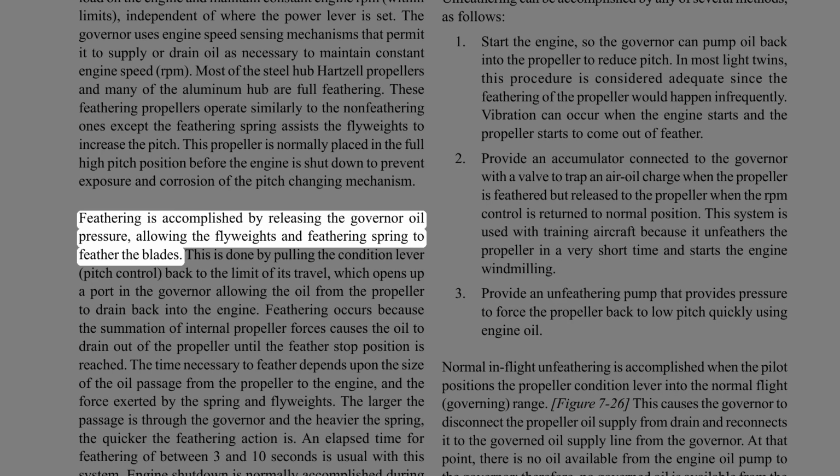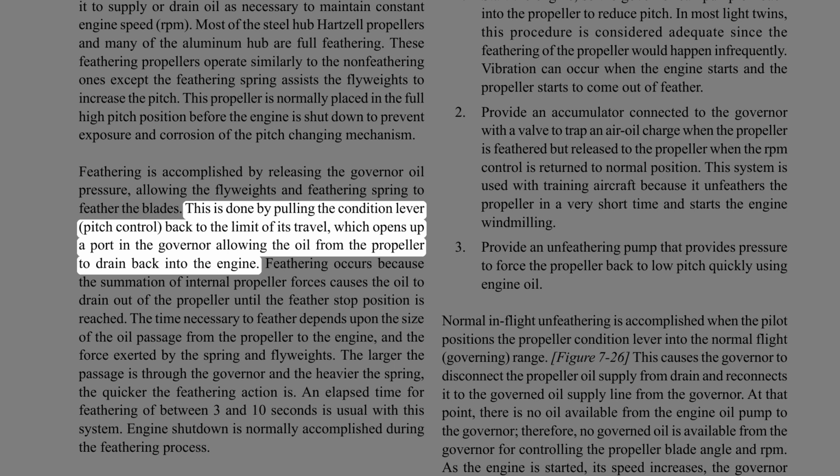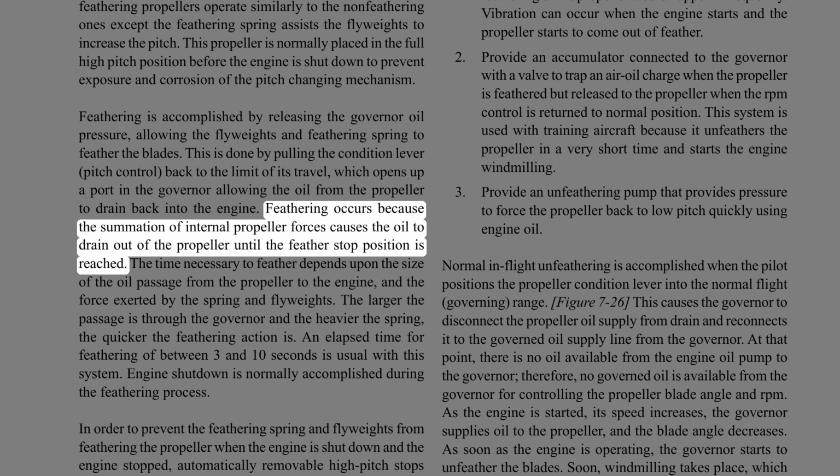Feathering is accomplished by releasing the governor oil pressure, allowing the flyweights and feathering spring to feather the blades. This is done by pulling the condition lever, pitch control, back to the limit of its travel, which opens up a port in the governor, allowing the oil from the propeller to drain back into the engine. Feathering occurs because the summation of internal propeller forces causes the oil to drain out of the propeller until the feather stop position is reached.